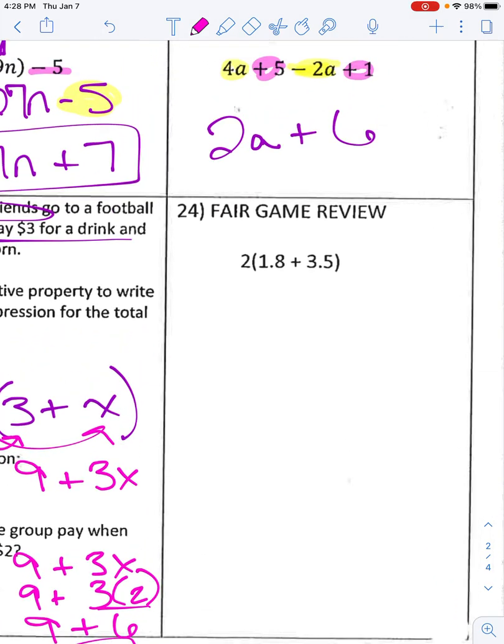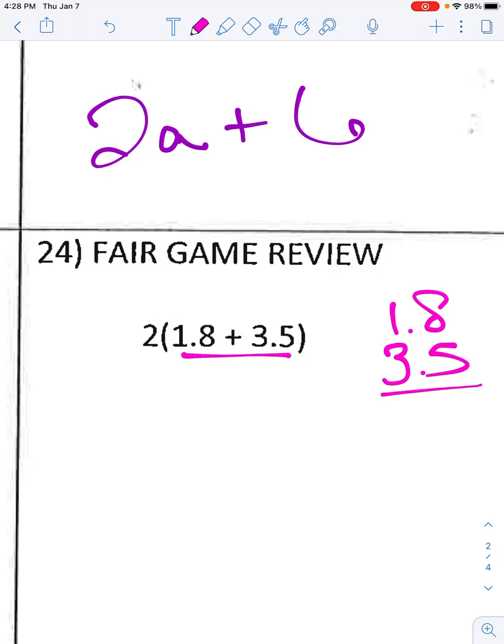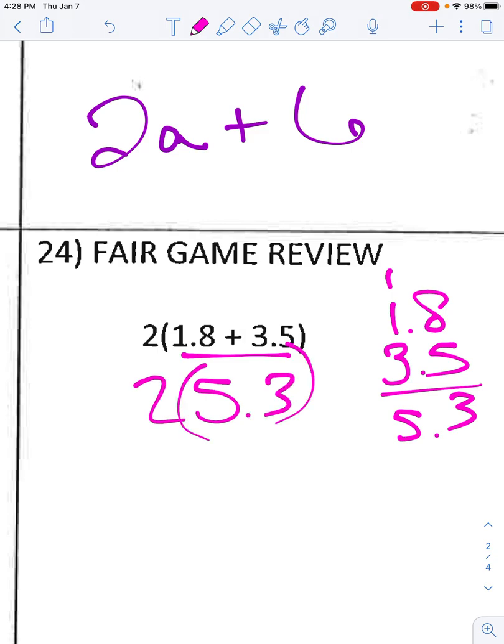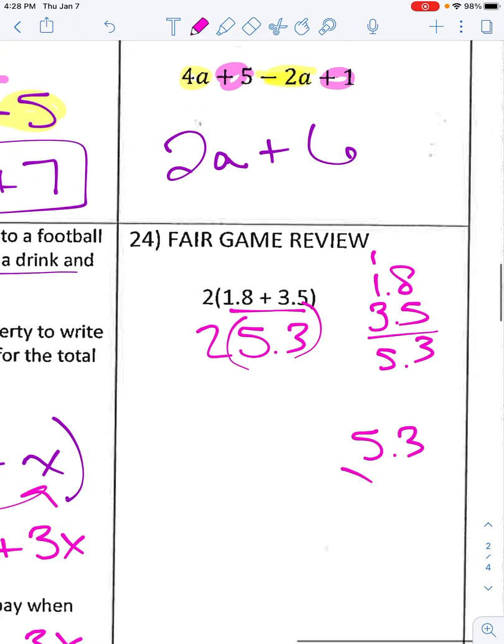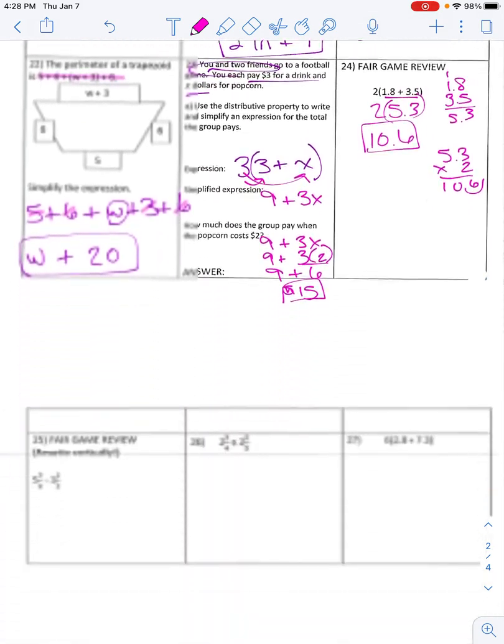All right, fair game review. You're going to see these on the test because you need to be able to continue to remember how to do these. You can do distributive property, or you can say, I'm going to do parentheses first, line up those decimals. And then multiply by 2. Either way, we're going to get 10.6.